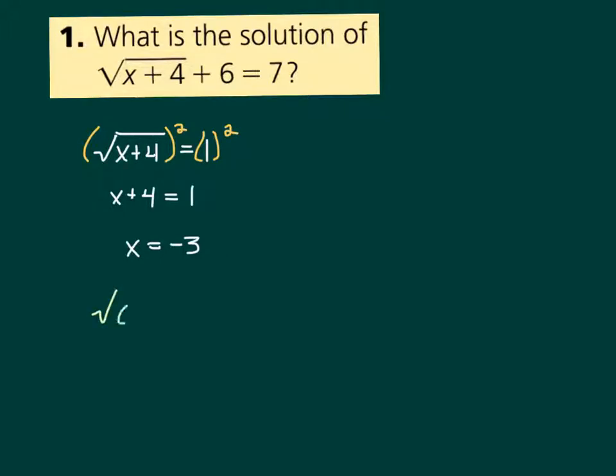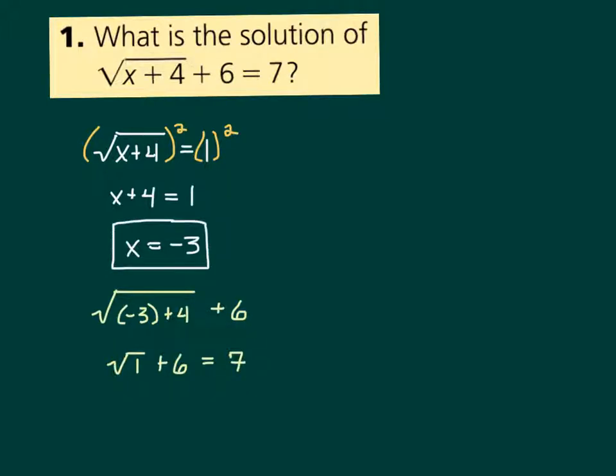Square root of -3 plus 4, plus 6. -3 plus 4 is 1. So we have the square root of 1 plus 6. And since the square root of 1 is 1, we say that that is 7. So this checks out. Our answer, x equals -3.